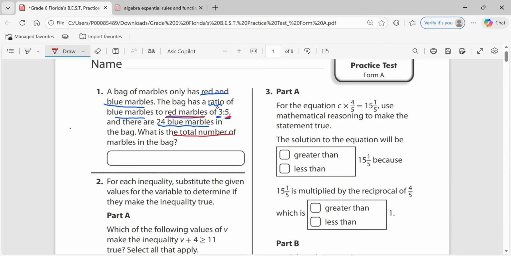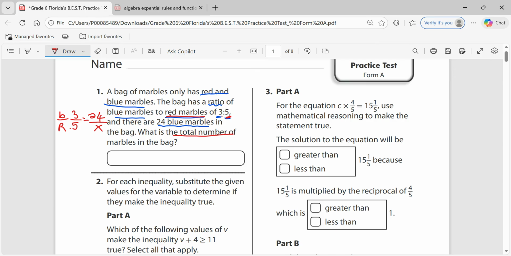So first we see a ratio 3 to 5. Remember, you want to be consistent, so we're going to go blue to red. It says there are 3 blue marbles to 5 red marbles. Blue to red, 3 to 5. Write it as a fraction. It's going to help you with your proportion. Then they tell you there are 24 blue marbles. Well, if there's 24 blue marbles, how many red marbles are there? That's what we are looking for.